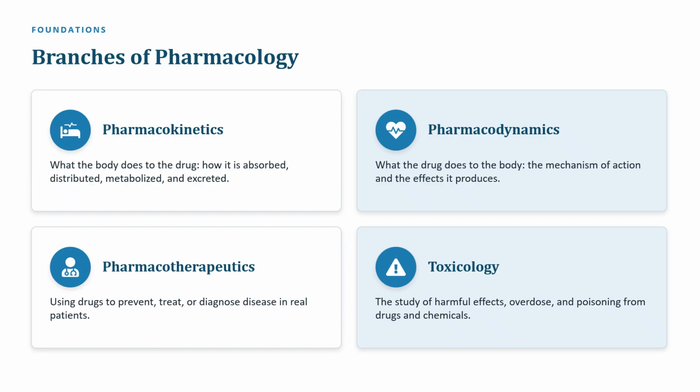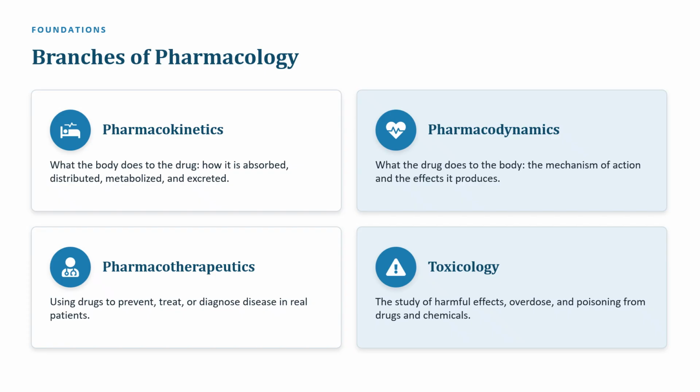Pharmacology is a large field, so we break it into branches. You don't need to master all of these today, but you should recognize the 4 main ones and what each covers. The first 2 are a matched pair, so learn them together. Pharmacokinetics is what the body does to the drug. Think of the drug moving through the body, being absorbed, distributed to tissues, broken down or metabolized, and finally excreted or removed.